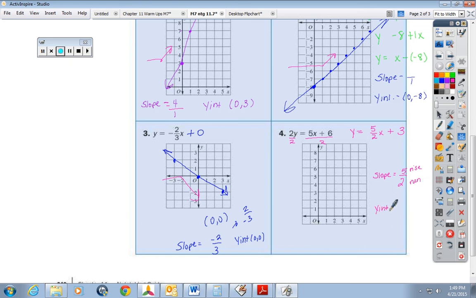So I'm going to start at (0, 3), and then I'm going to rise 5: 1, 2, 3, 4, 5, and I'm going to run 2: 1, 2. Now, that graph they give me, I don't have room to put another point on there, but can I connect the dots? Yep. Keep going.